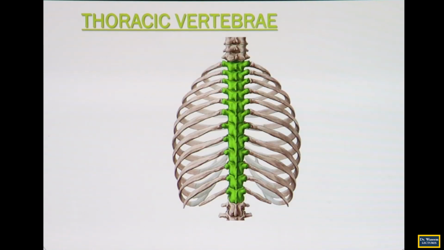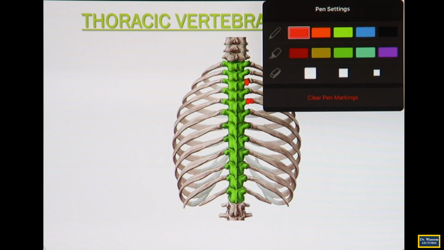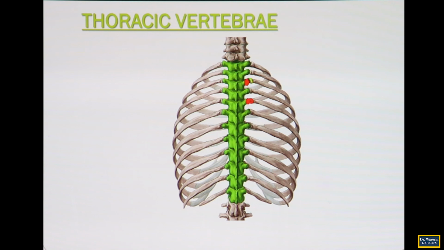See from behind, the thoracic vertebrae you are watching here, and you are seeing the tip of the transverse process. The tip of the transverse process of all the corresponding vertebrae will articulate with the tubercle of the rib here. So this is the tip of the transverse process, and here is the tubercle of the rib. They are making a joint, and this joint is called the costotransverse joint.